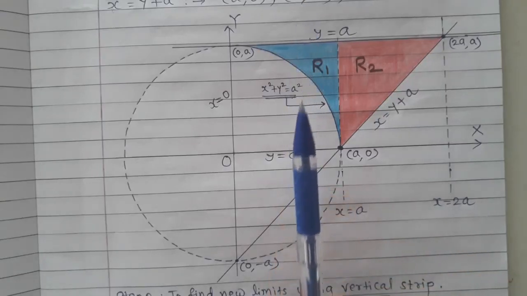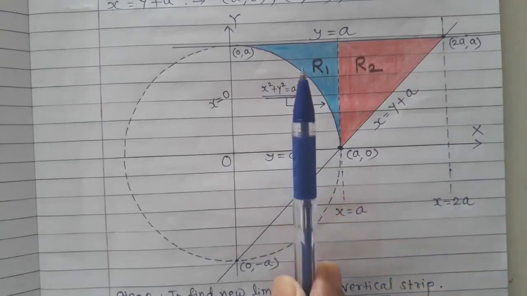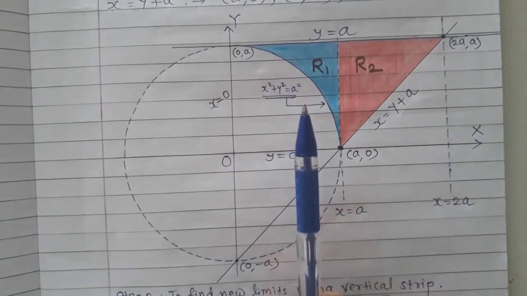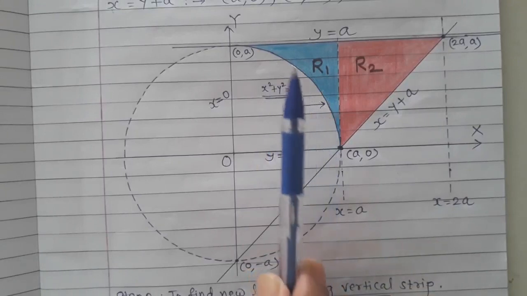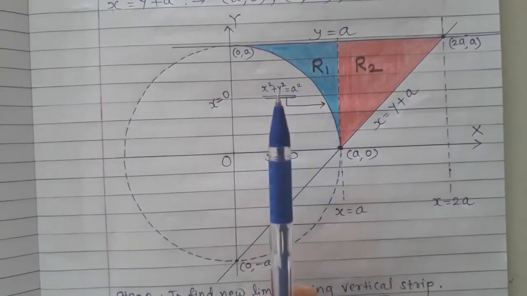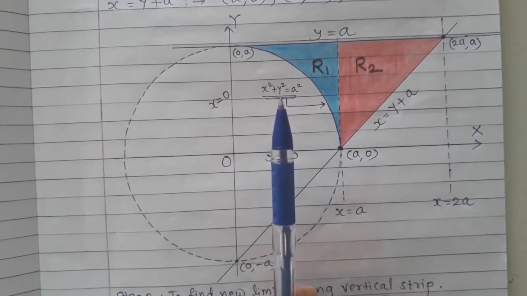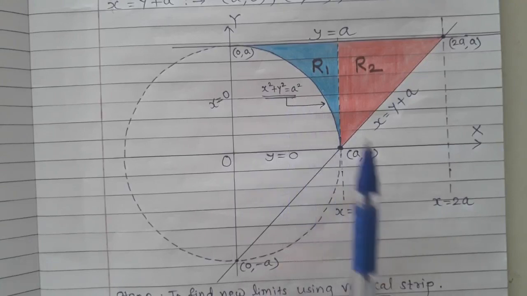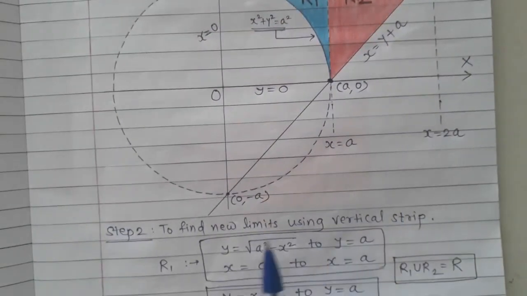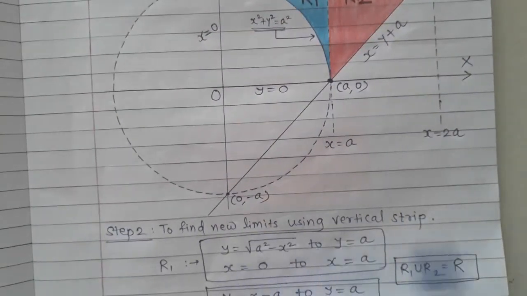In the blue color, when the bullet is fired from bottom to top, it will enter the color by breaking the wall x square plus y square equals a square. From that we calculate y, which will be root of a square minus x square. So the lower limit of y is root of a square minus x square.